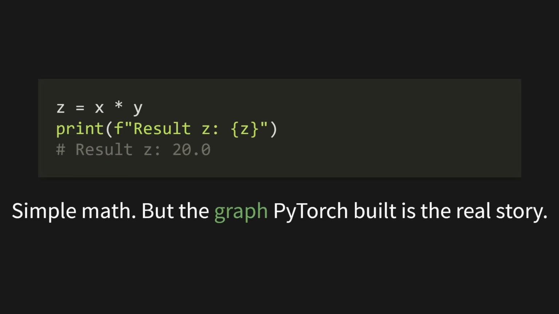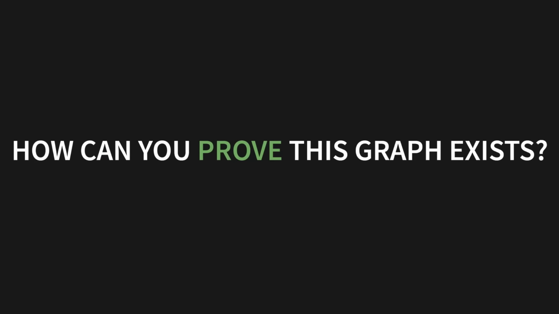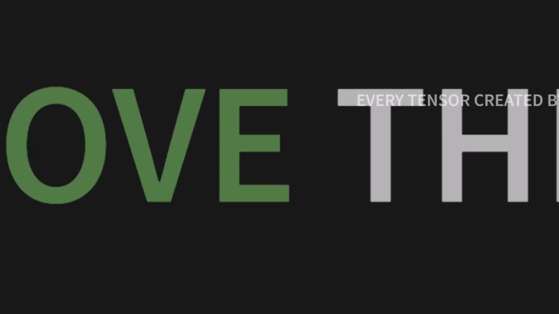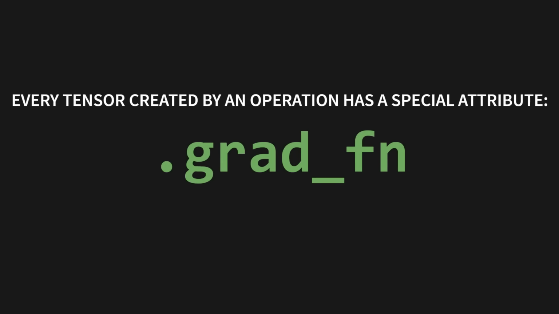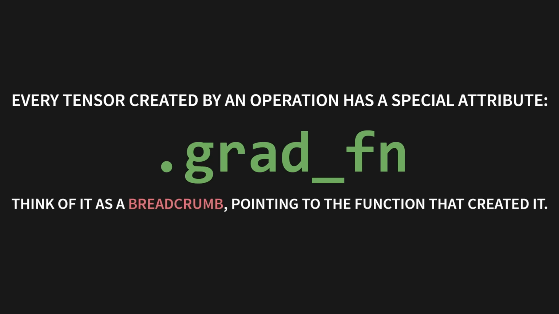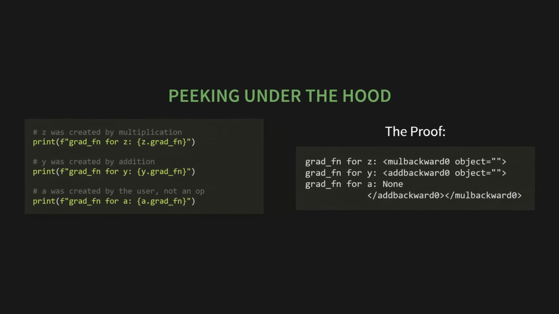So how can you prove this graph actually exists? Every tensor that's created by an operation has a special attribute. It's called .grad_fn. Think of it as a breadcrumb, pointing to the function that created it. Let's peek under the hood. We'll check the tensors we just made. First, let's print z.grad_fn. The proof is right there.